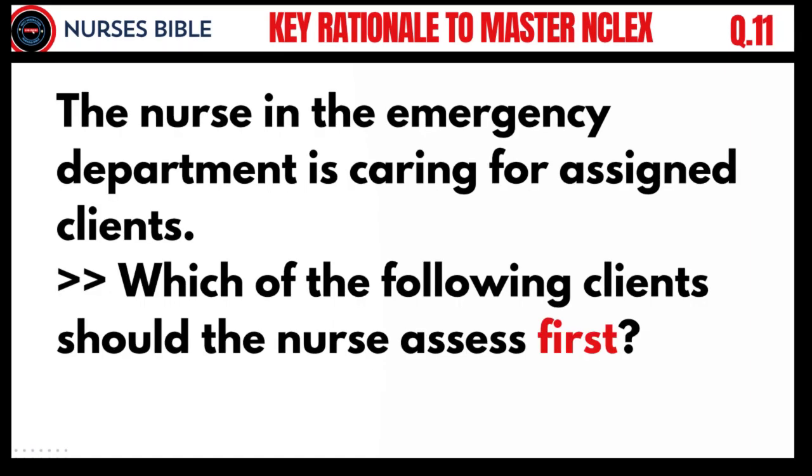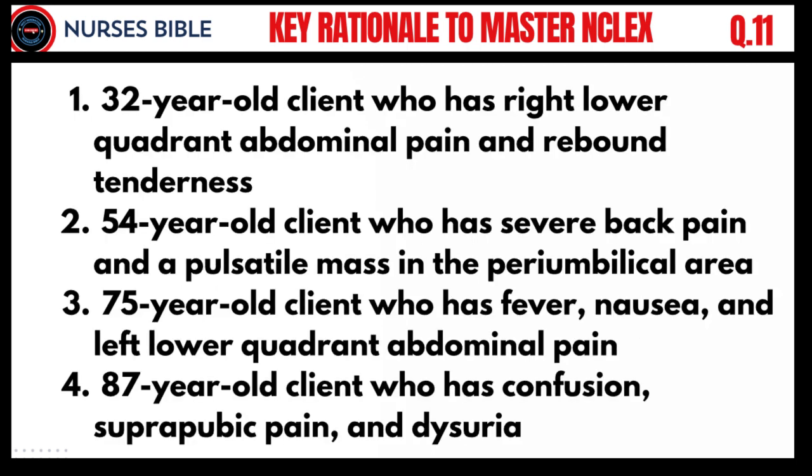Our question says, the nurse in the emergency department is caring for assigned clients. Which of the following clients should the nurse assess first? So when we have the word first here, we are looking for the client that has the most severe disease process happening, the one that's going to be the most urgent, require the most intervention. So option 1 says a 32-year-old client who has right lower quadrant abdominal pain and rebound tenderness. This is an incorrect option.